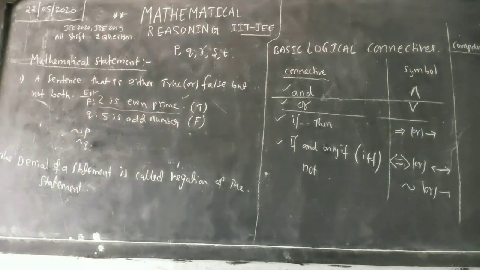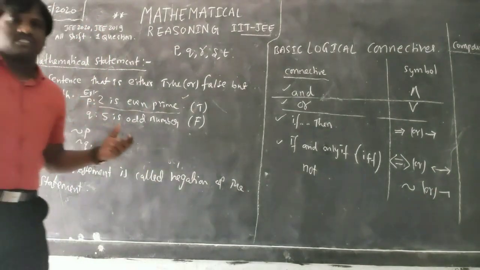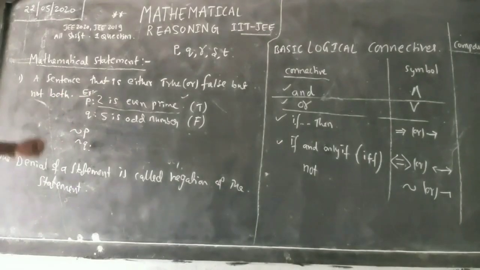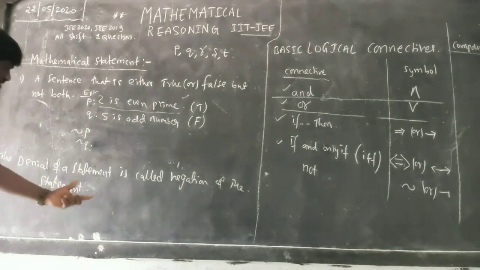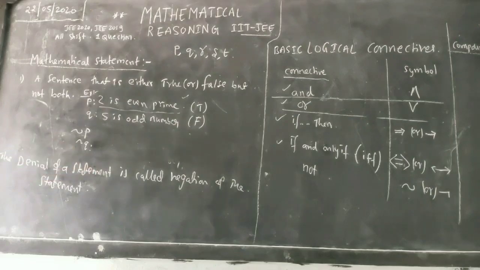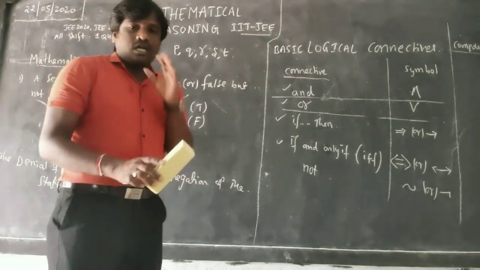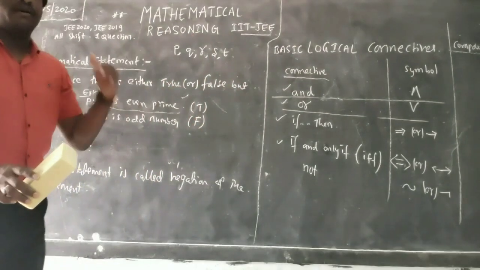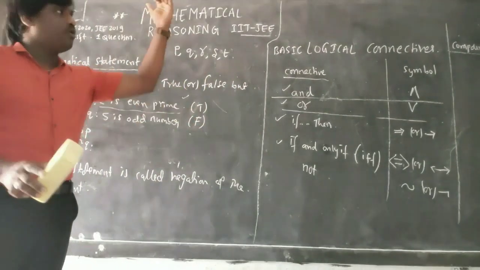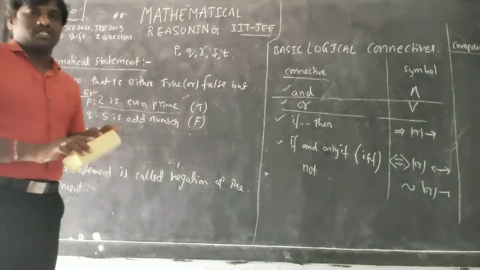Now, what I want to say here, mathematical statement. I hope you understand what a mathematical statement is. Then after the details of the statement, there is the negation of the statement, and then basic connections, how we connect. Now, I am going to enter into the main point, these reasoning questions.